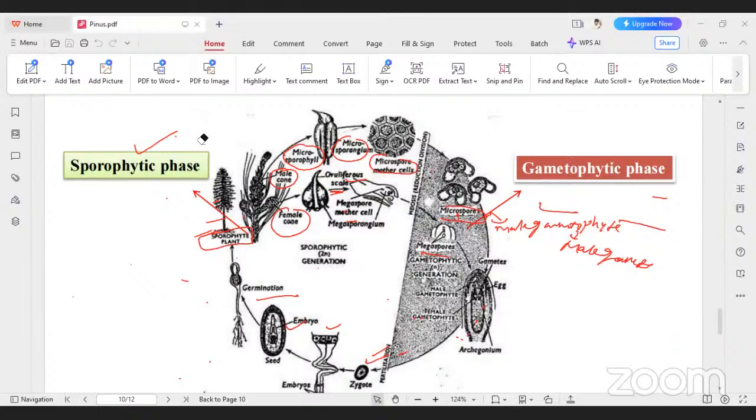Next one. Draw this important. Take a picture. Life cycle important. Yeah, done, sir.